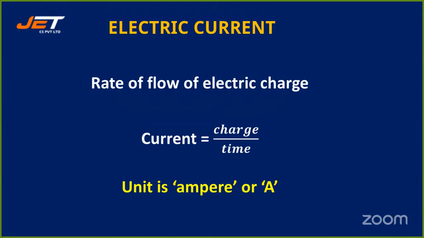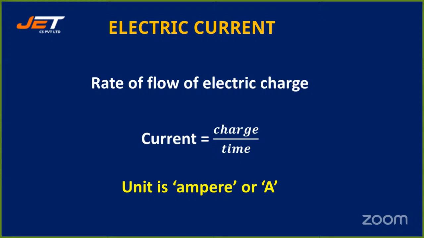So firstly, what do you mean by electric current? Electric current is produced when there is a rate of flow of electric charge. You know that every material is made up of atoms, and these atoms contain electrons. Whenever a battery is connected to it, the electrons in the material will flow.